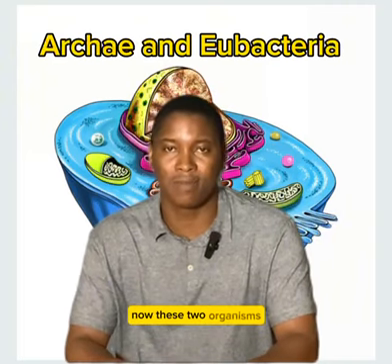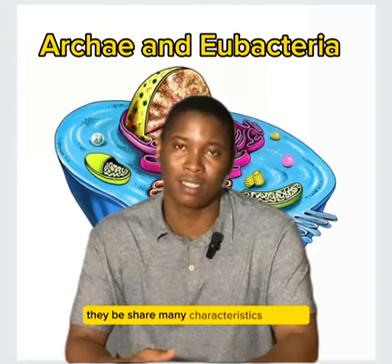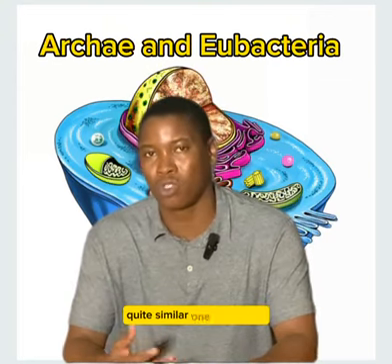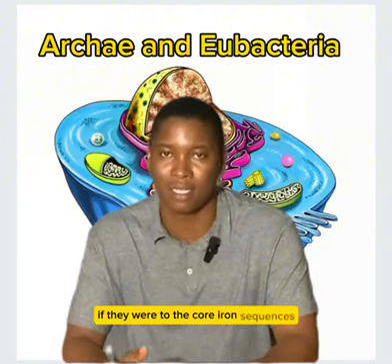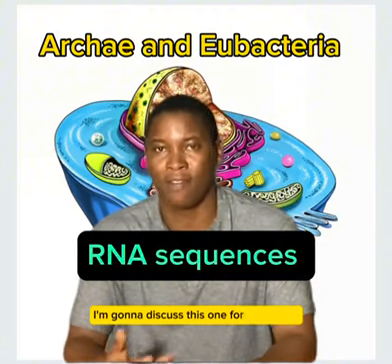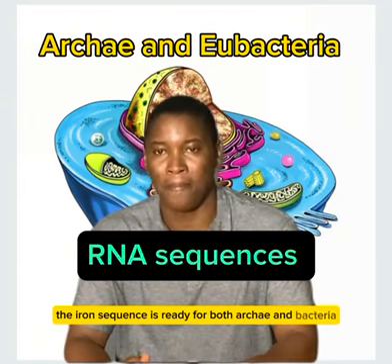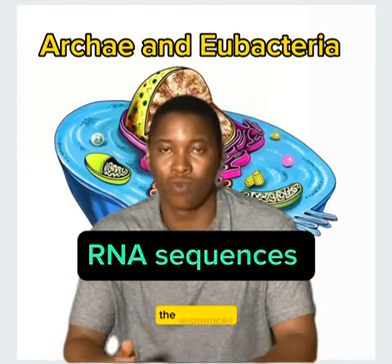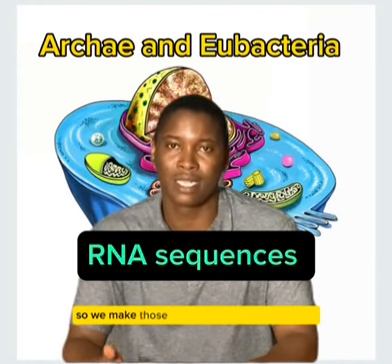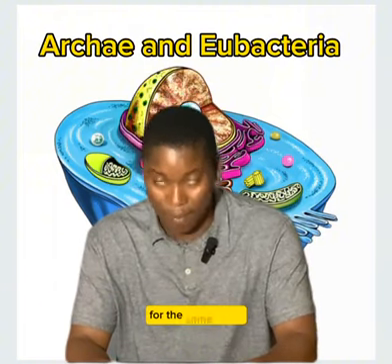Now, these two categories of organisms share many characteristics that are quite similar to one another. They look alike. You have what we call RNA sequences. I'm going to discuss these in further videos. The RNA sequences in both archaea and bacteria are very similar. They are very alike in the sequences. So it made scientists group these two organisms together in the same place.